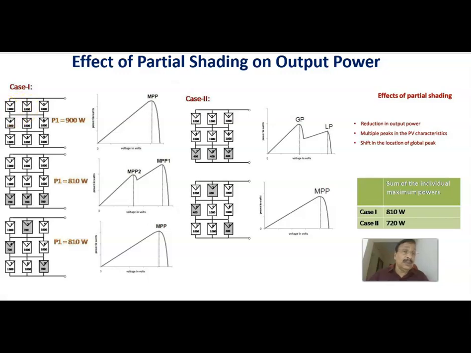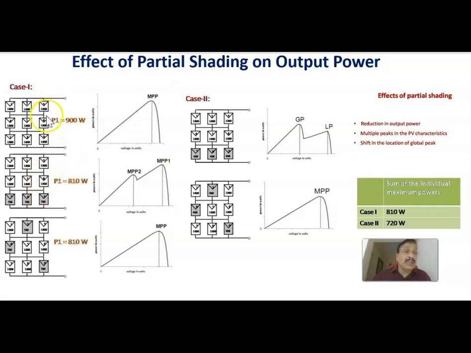Here, in the first case, case 1, each solar panel is generating 100 watts. Each one is 100 watts. There are 9 panels, and the total power generated is equal to 900 watts, and the corresponding PV characteristic is this one. Therefore, this is an unshaded case. With no shading, the maximum power you can extract is 900 watts.